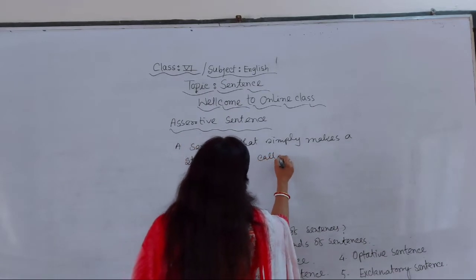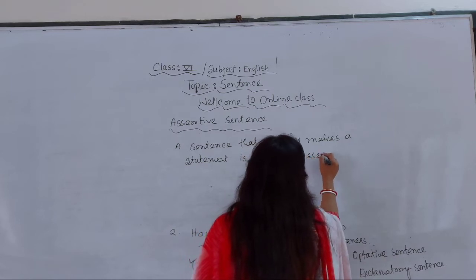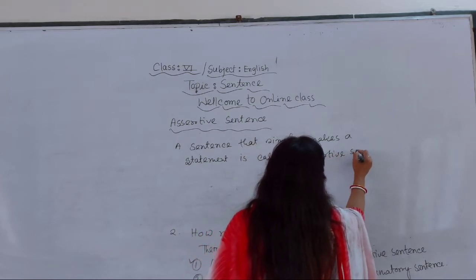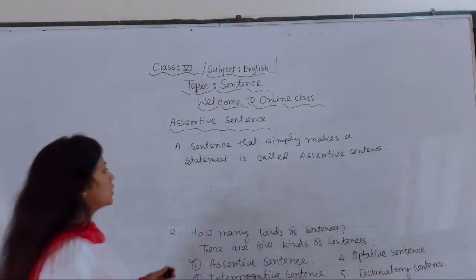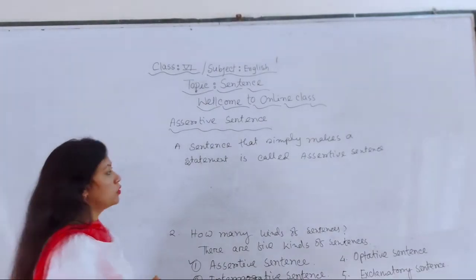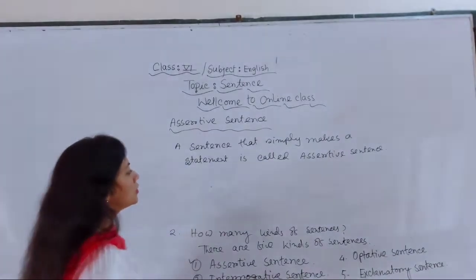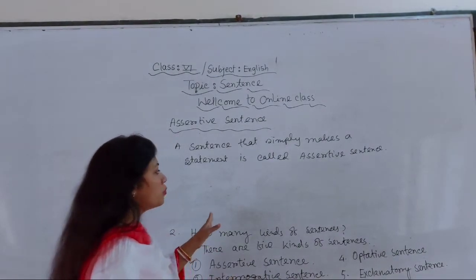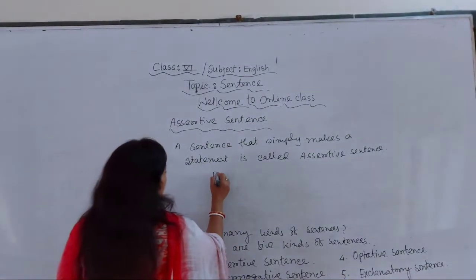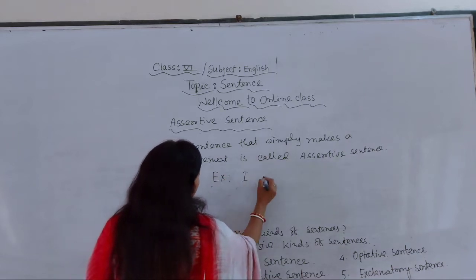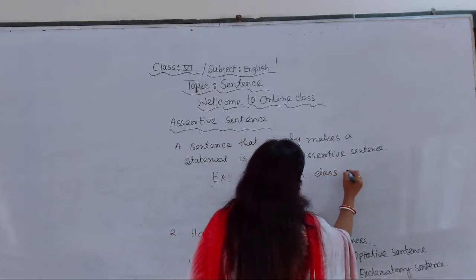This is called an assertive sentence. Students, look at the board. Here is the definition of an assertive sentence: a sentence that simply makes a statement is called an assertive sentence. Its example: I read in class 6.